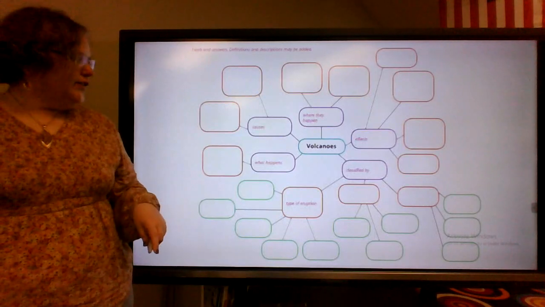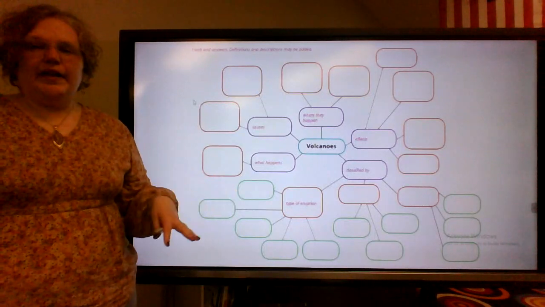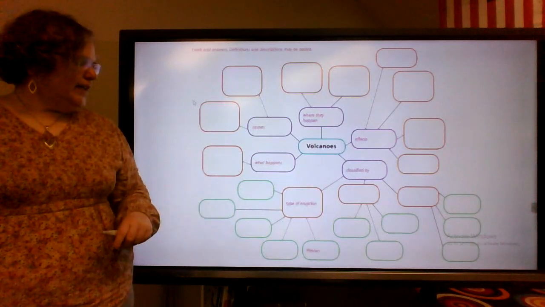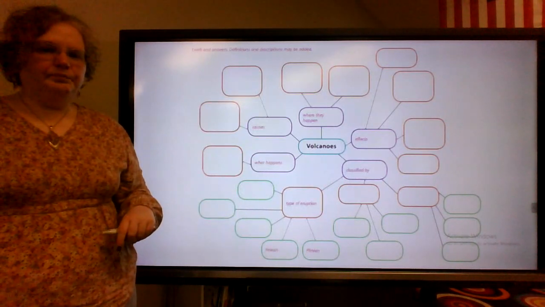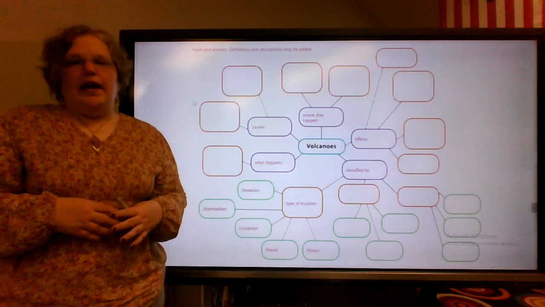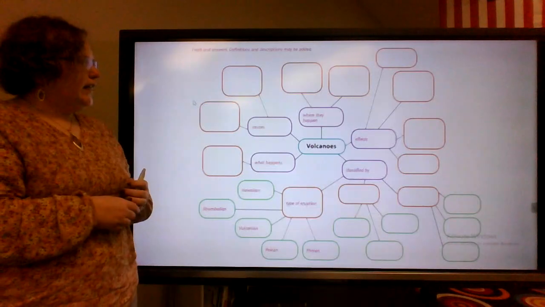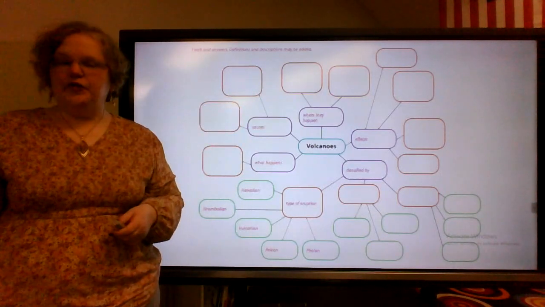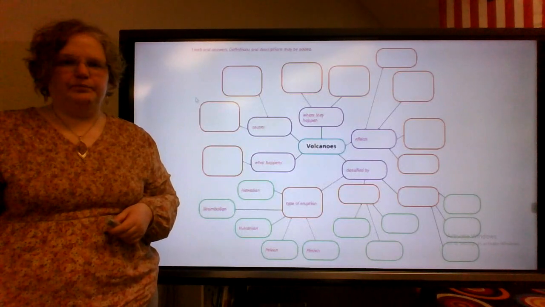I'll demonstrate the last one where I will say what are the 5 types of eruptions, and from largest to smallest they would say Plinian, Pelean, Vulcanian, Strombolian, and Hawaiian. And they would go about filling in all of this information about volcanoes in order to be prepared for their assessment.